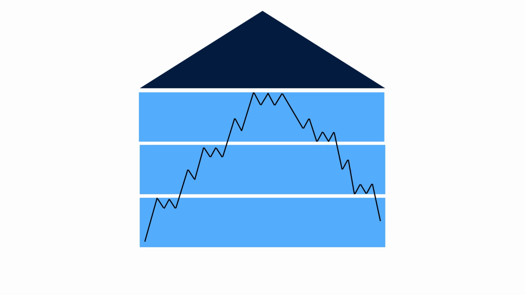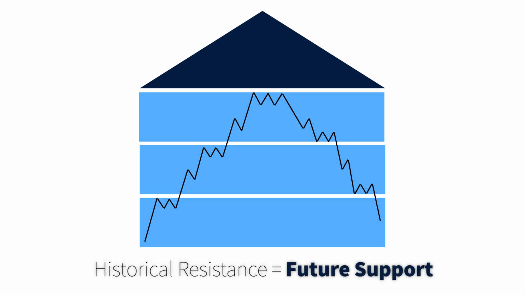The key takeaway from this diagram is that support and resistance are related. Historical resistance levels often become future support. So knowing this, why do we use these levels to support our trading decisions? Good question.